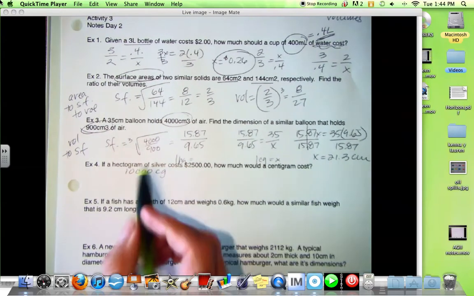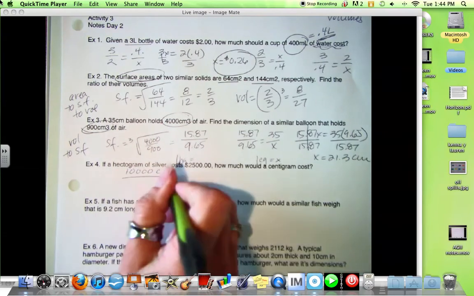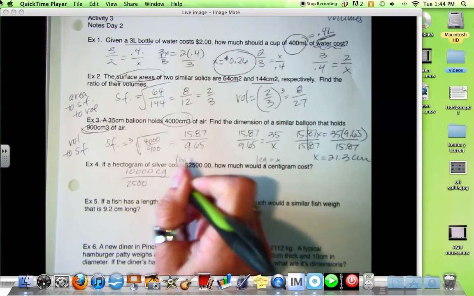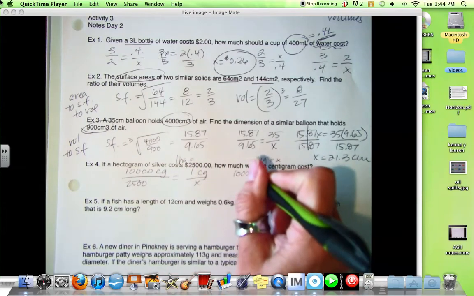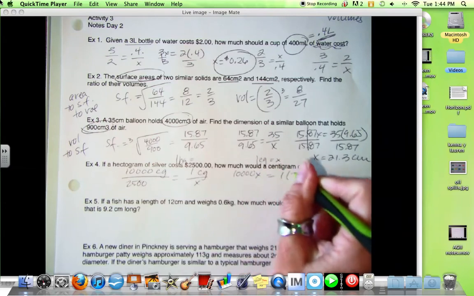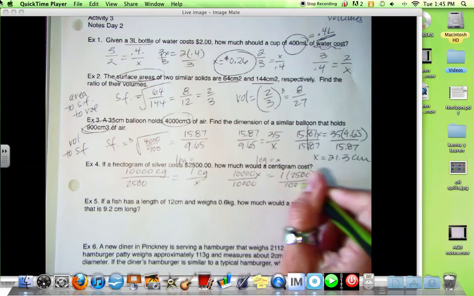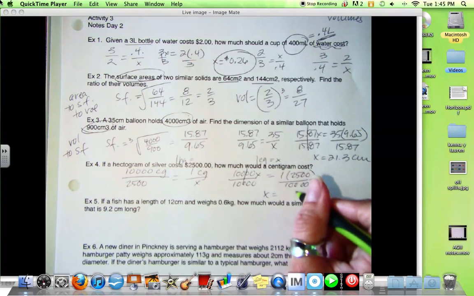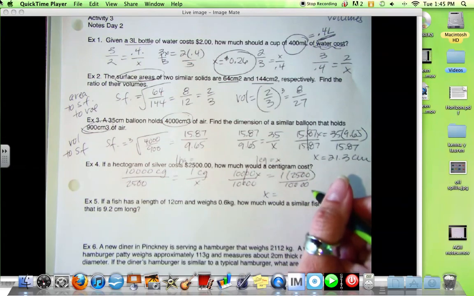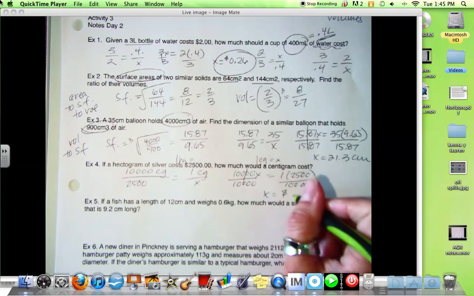Okay. So now what do you want to do with the 10,000? Over 2,500. Okay. And that equals 1 over x. So we have 10,000 times x equals 1 times 2,500. So how much will a centigram cost? Okay.